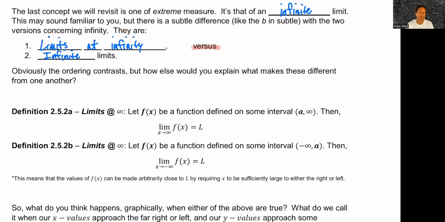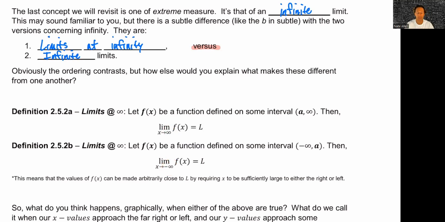Well, that takes us to definition 2.5.2a and b. Limits at infinity are just that: when we are trying to find the limit of a function as our x approaches infinity. Now remember, there are two directions to both of our number lines, whether it's the x-axis or the y-axis. So that means we can go to the far right, which would be positive infinity, or the far left, which would be negative infinity.